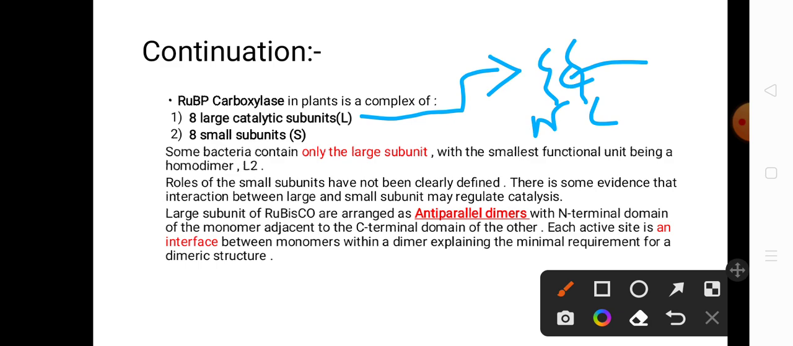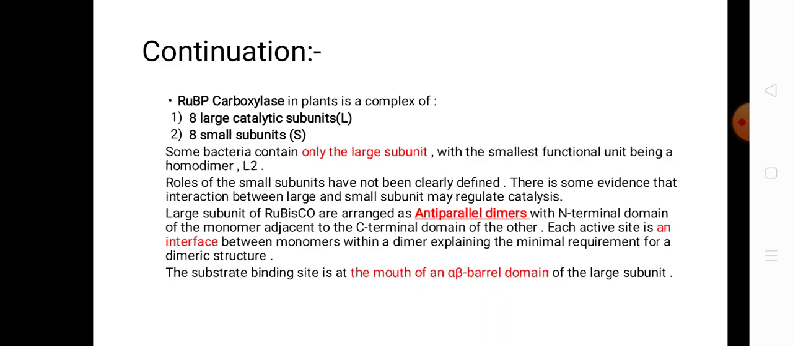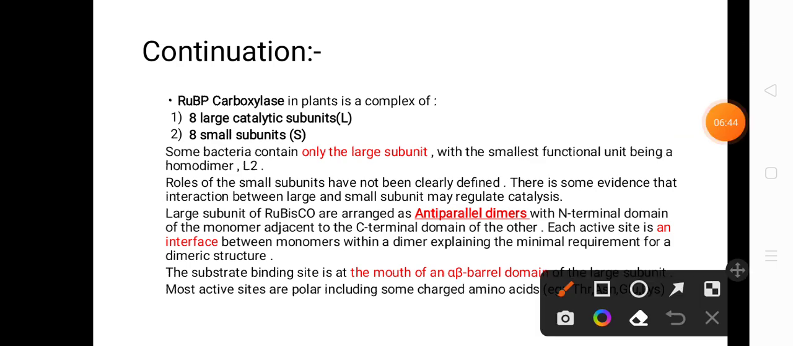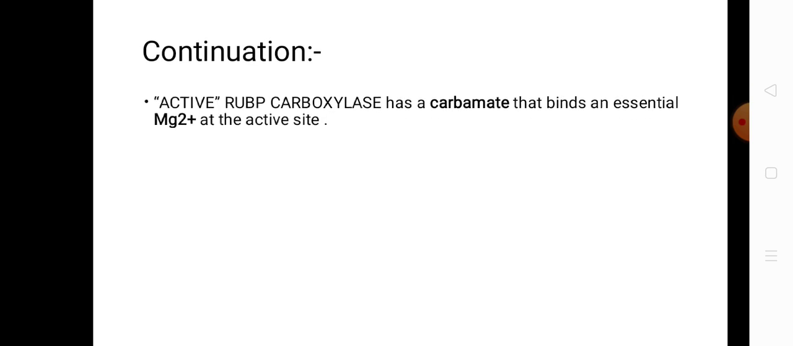Okay, and the substrate binding site will be at the mouth of the alpha beta barrel domain of the large subunit. The previous two points are not so important, but the very important thing is that the active site of ribulose bisphosphate carboxylase is surrounded by charged amino acids. Okay, this is very important. Why? You can understand with the help of this slide.